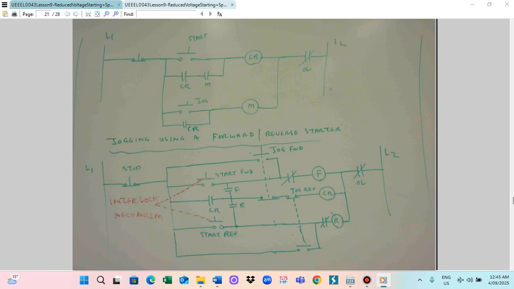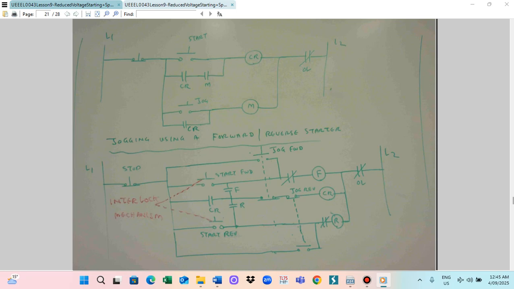But you cannot press start forward and start reverse at the same time, which is why you use the interlock. Otherwise, the motor will blow up. So this is the interlock mechanism. When you press start forward, you can't press start reverse. When you press start reverse, start forward is automatically released. So this is the way you protect the motor.